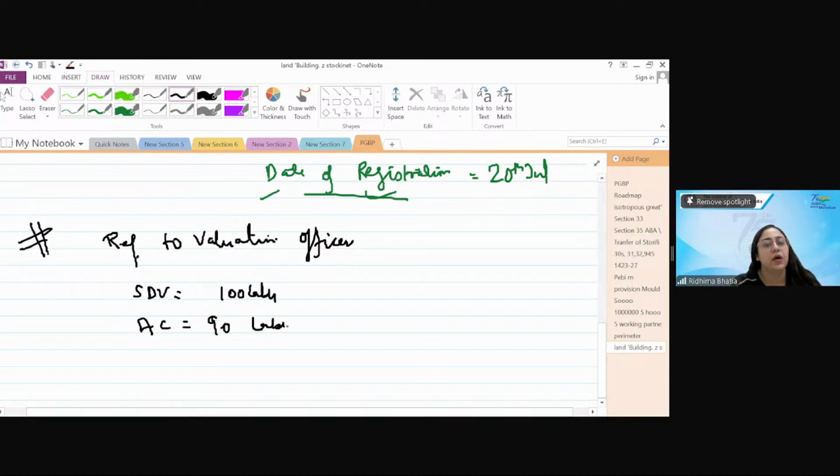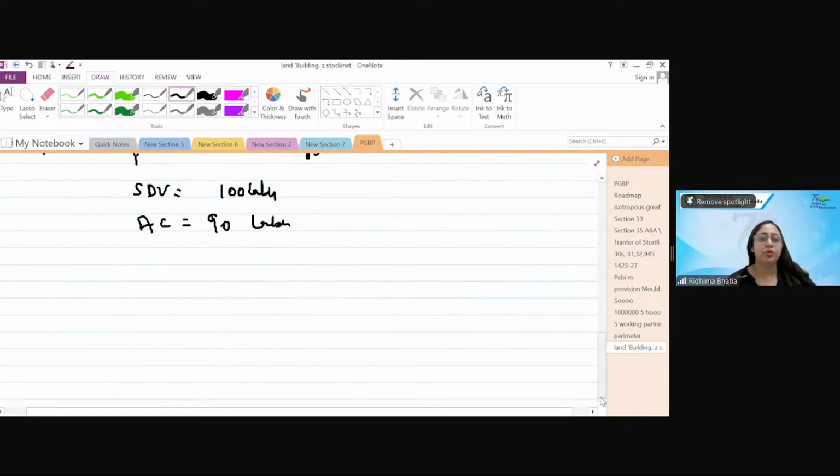Now the AO said no, the stamp duty value is 100. We will make an addition of 10 lakh rupees in your income and then close the case as per your 43CA provisions. You said that maybe the stamp duty value was 100 lakhs, but the fair market value, that is, the value going into the market, was just 92. Why would the assessing officer believe you?